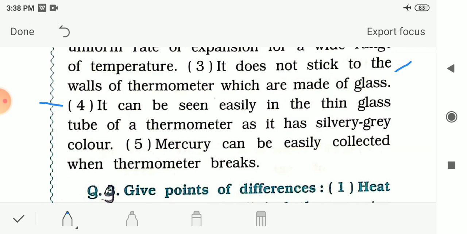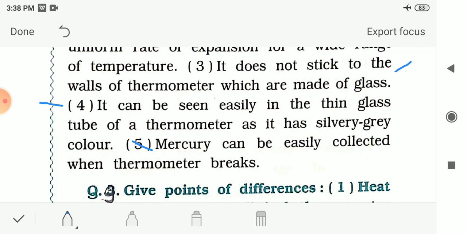And mercury can be easily collected when the thermometer breaks. If your thermometer breaks, we can collect this mercury. So these are some of the reasons why we are using mercury in thermometers.